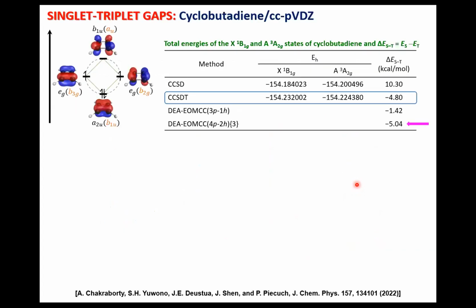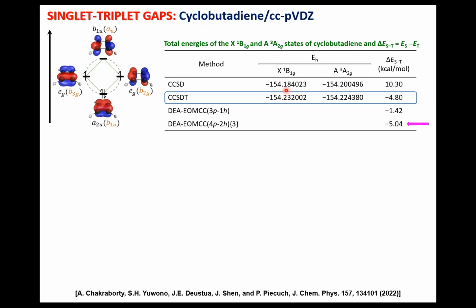We can also compute singlet-triplet gaps in biradicals. This is one of the many examples we computed in one of our recent papers, cyclobutadiene at the triplet geometry. The gap should be minus 5 kcal per mole. I'm saying minus because singlet is the ground state.